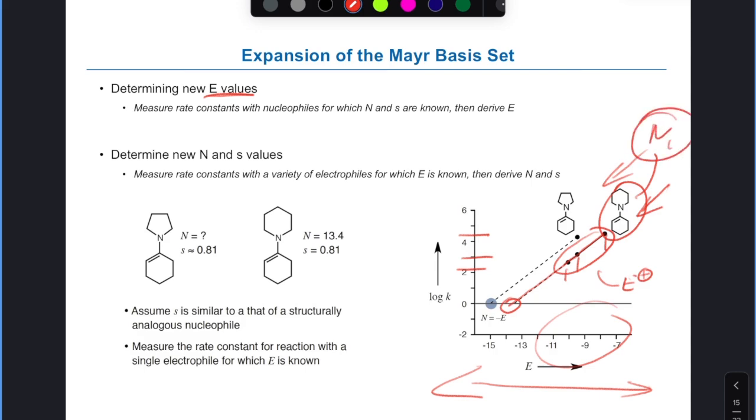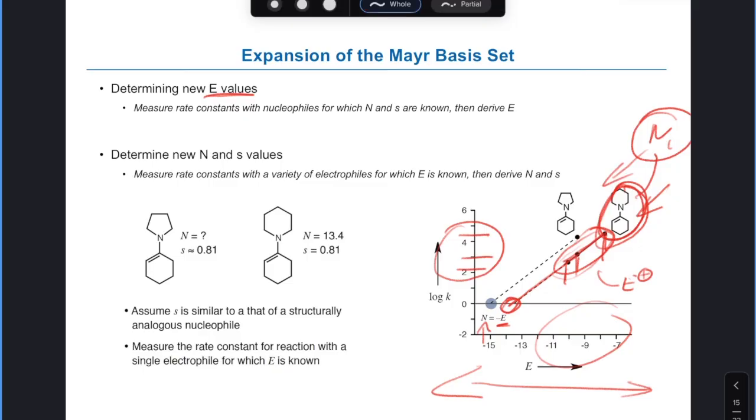So I have a new nucleophile that I'm interested in. I will rank it against 3 known electrophiles. If I know those 3 electrophiles, I'm going to come up with a slope. I measure the k value for those 3 different electrophiles, and then extrapolate back to y equals 0. That minus E value assigns me the N for my new nucleophile. When you do that, you have to do at least 3 values across this one and extrapolate back.